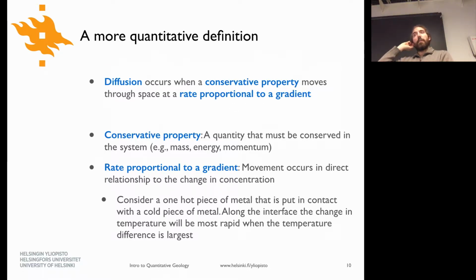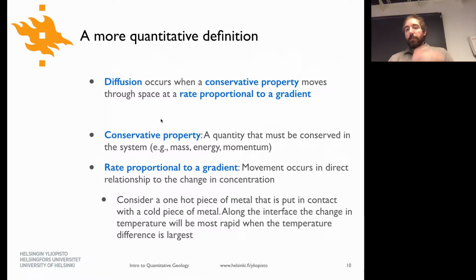If we want to get to a little bit more quantitative definition, we can say that diffusion occurs when a conservative property moves through space at a rate proportional to a gradient. This is probably one of the more confusing sentences that I could put on the screen right now, so we're going to go through this piece by piece, because unfortunately if you look up the definition of diffusion, this is the kind of thing you're going to read, and it would then fall on you to figure out what that actually means. But there's a few things we can highlight here to start with.